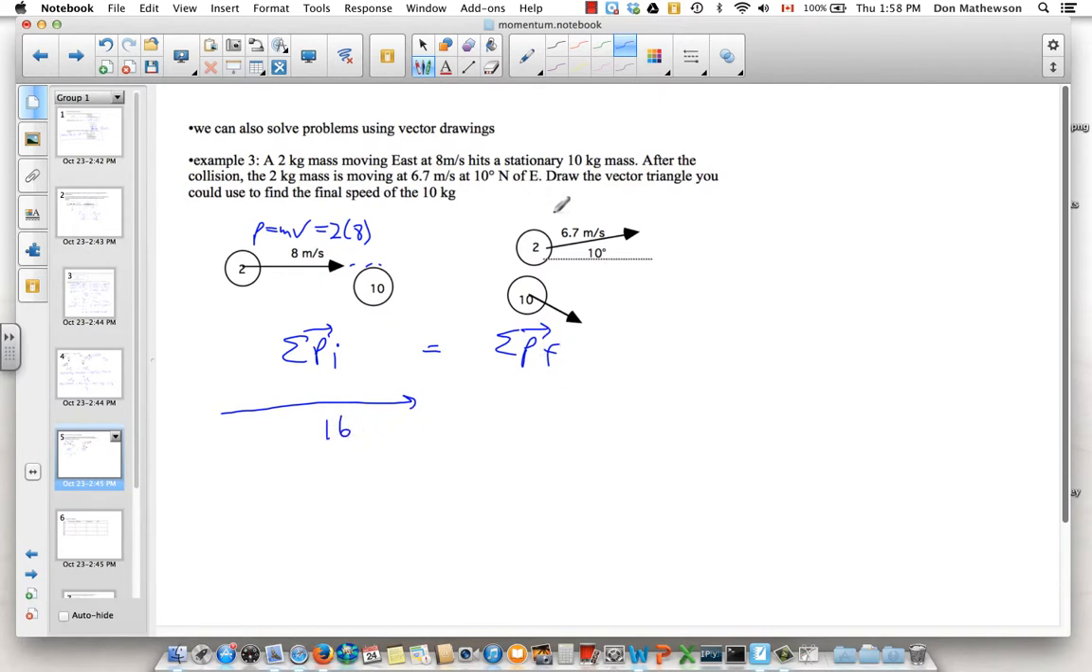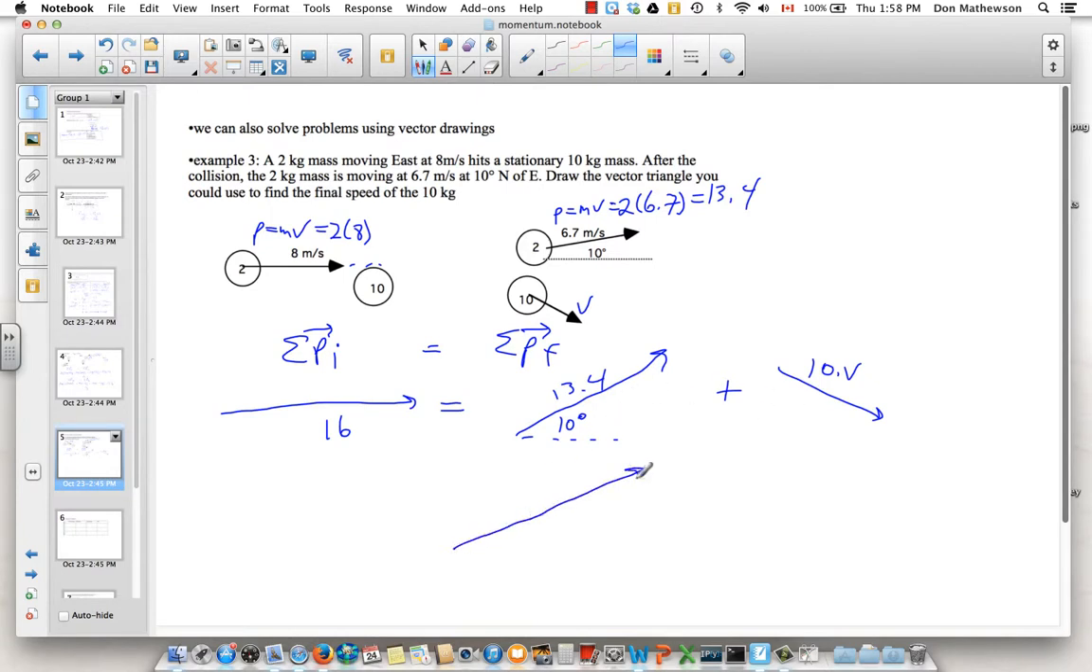For the final momentum, well, here we've got 2 kilograms going at 6.7 meters per second. That's 13.4 units of momentum. And the momentum vector is in the same direction as the velocity vector, so it's also 10 degrees relative to the horizontal. And this one has an unknown speed, so its momentum will just be 10 times v. Now what the momentum conservation law tells us, though, is the total initial momentum, which is 16, must equal the total final momentum, which is the sum of these two vectors.